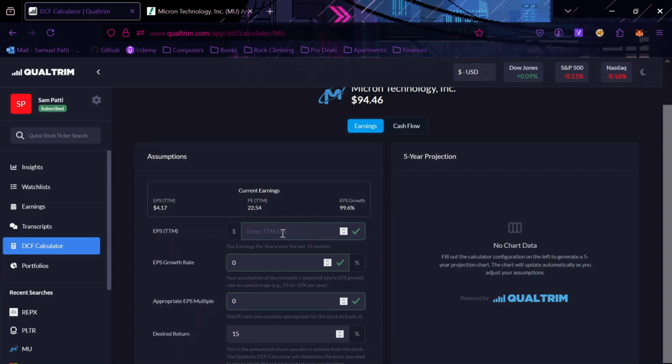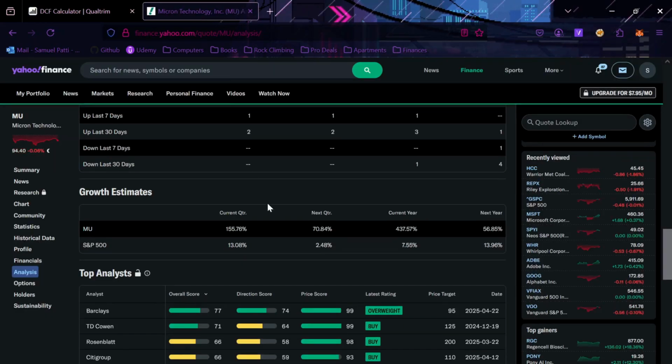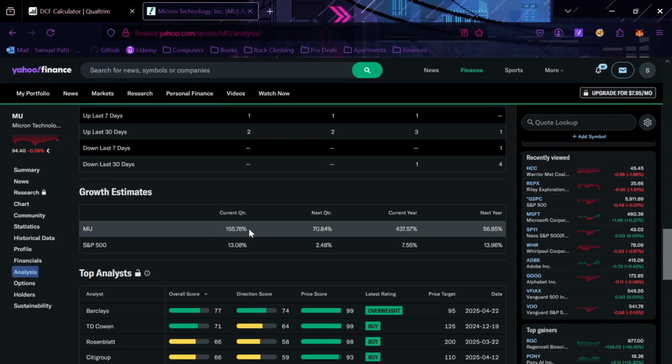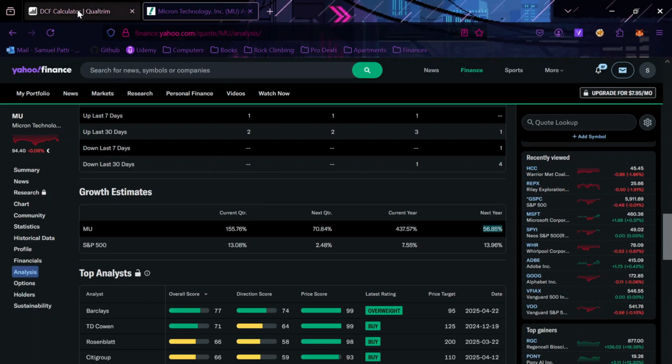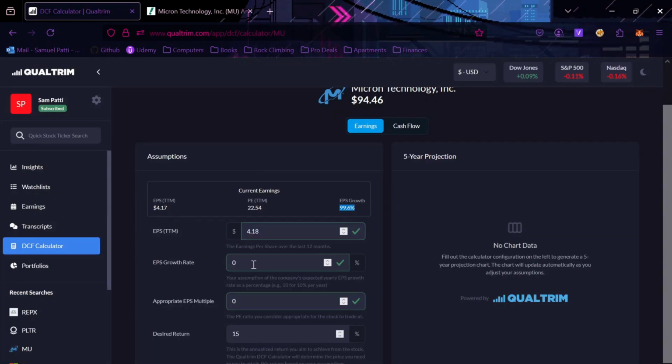For EPS, we'll enter the current value of $4.18. For the EPS growth rate, we see that their previous growth rate was 99%. Looking at Yahoo Finance, we see a growth rate of over 100% for this quarter and over 50% for the next year. According to Graham, though, it's almost impossible for companies to maintain a growth rate greater than 15% for multiple consecutive years. Using this, we'll put the growth rate at 15%.